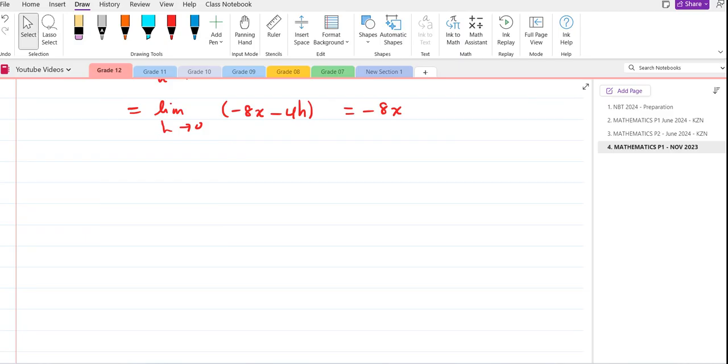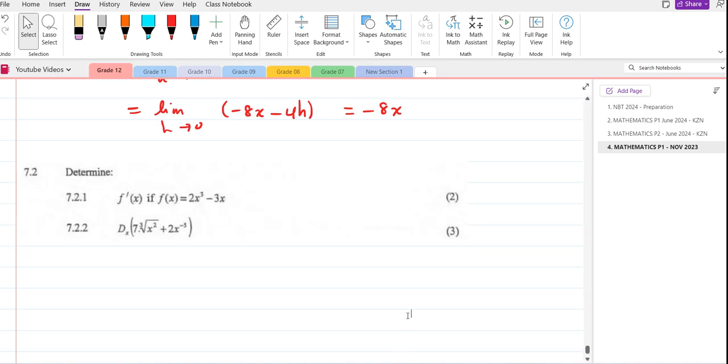Alright, to solve the first problem, it is already in power form. To find f prime x, 3 times 2 is 6, take away 1 from the power, x squared, and then 1 times minus 3 is minus 3, take away 1 from the power, x to the power 0 is 1. That's my answer.